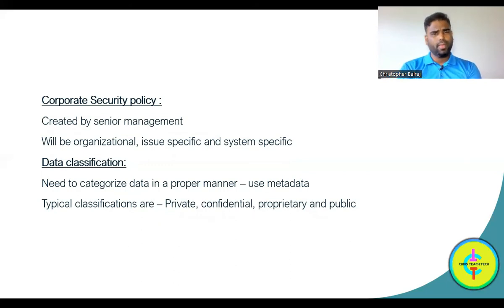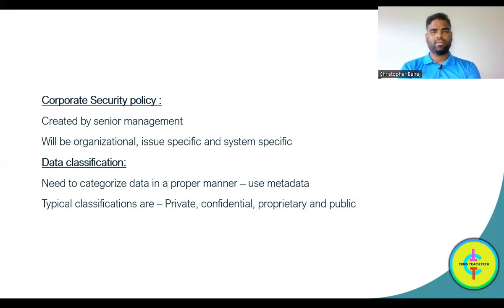Now, for doing my business, I have to create my own security policies. Who can create that? Senior management can create that. They create this policy focusing on organizational, issue-specific or system-specific matters. Organizational means they can create policies on how the organization's data can be protected and how the organization's resources can be protected. So they can frame some rules for that.